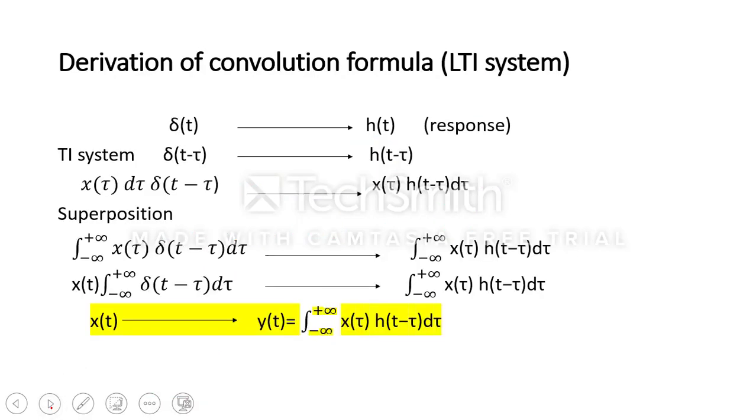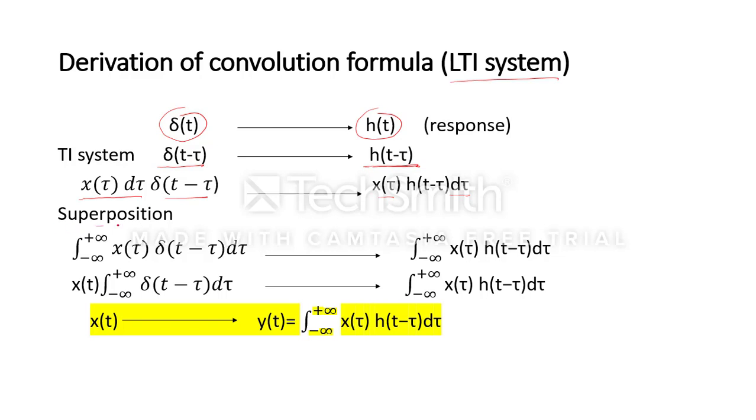Now the derivation of the convolution formula. The derivation which we do for convolution is for an LTI system only. LTI means linear time invariant system. Here, suppose the input signal is an impulse signal, so definitely the output we will get will be the impulse response. Response means output. Because it is a time invariant system, if we do a little time shifting at the input side, it should be visible at the output side also. If we multiply x(tau) d tau in the input signal, it should come at the output side also.